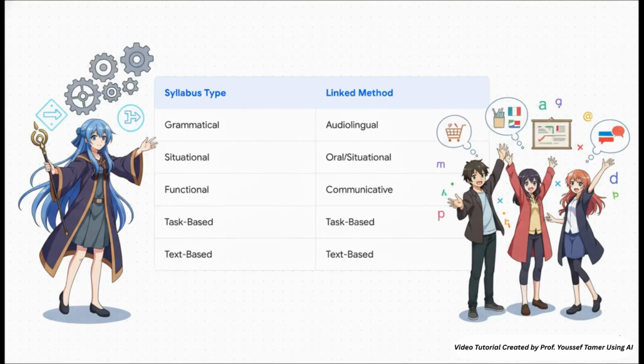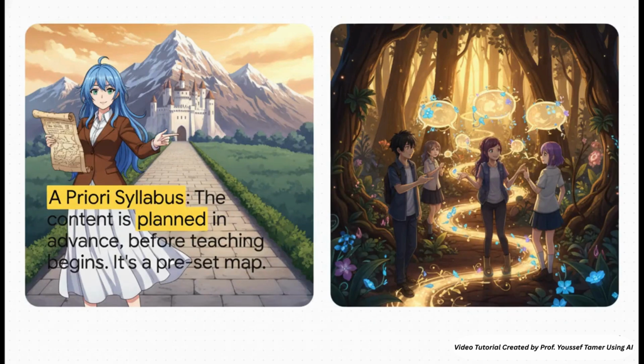And you can really see how this plays out in the real world. A method's main objective directly shapes its syllabus. So the audiolingual method, with its goal of accuracy, it naturally organizes its content around a grammatical syllabus. You learn verb tenses in a super specific order. But something like task-based language teaching, which is way more process-oriented, organizes the class around completing real-world tasks, and the grammar just comes up when you need it. And here's a really cool distinction.